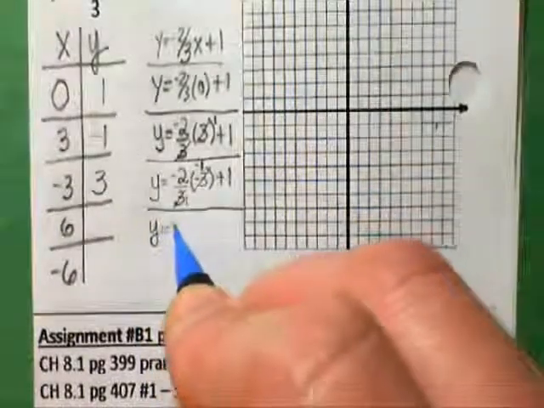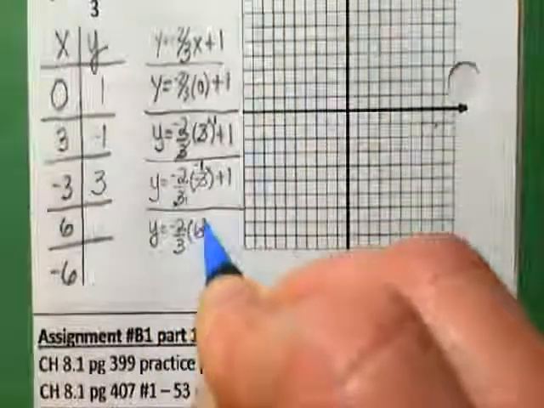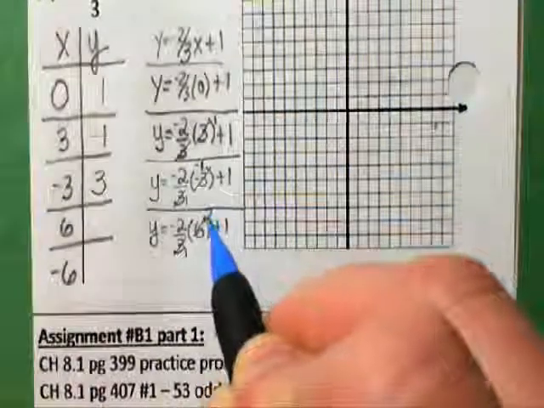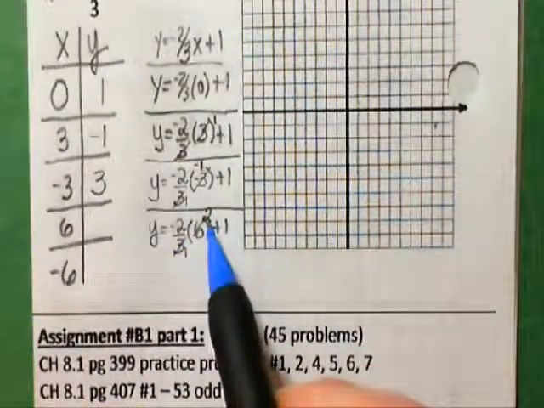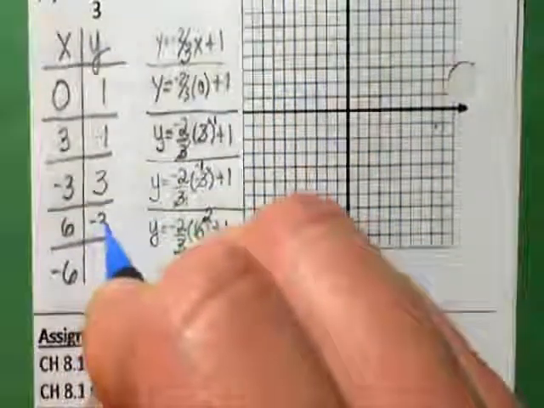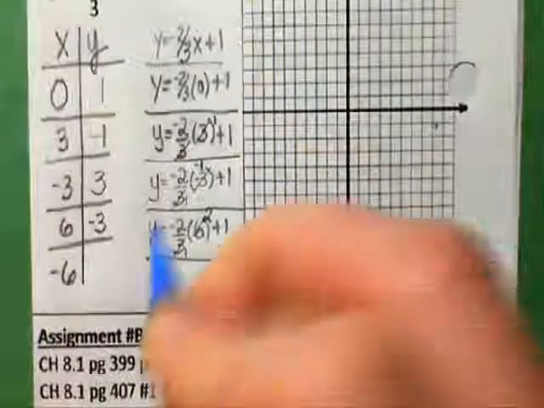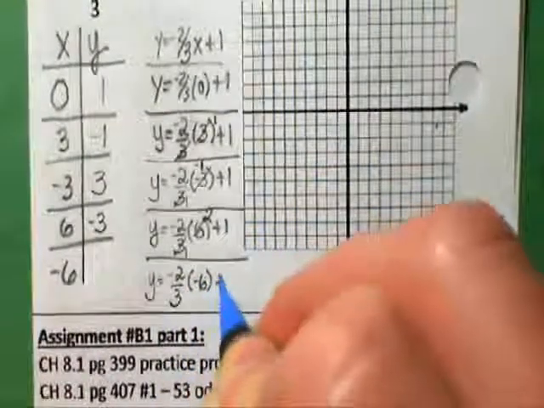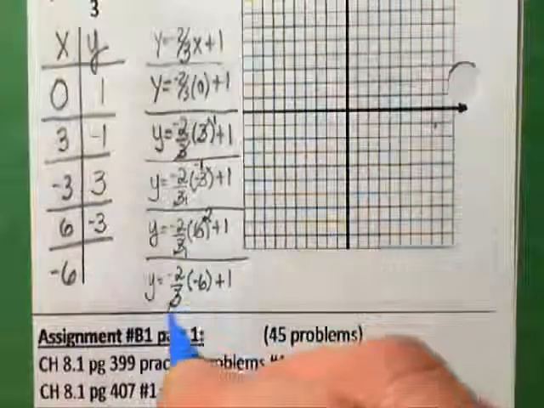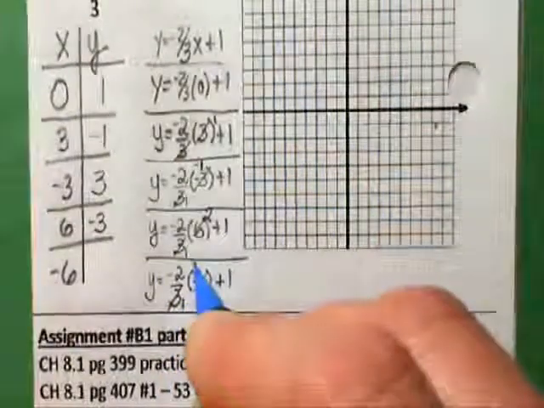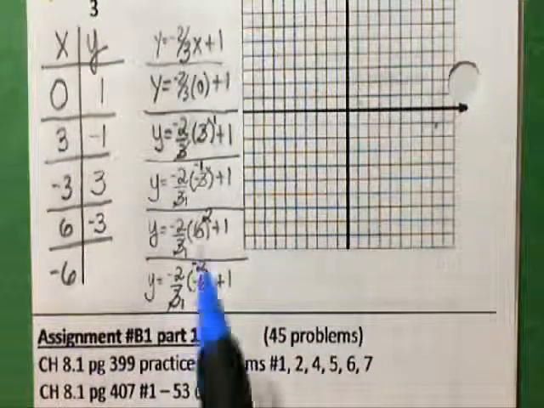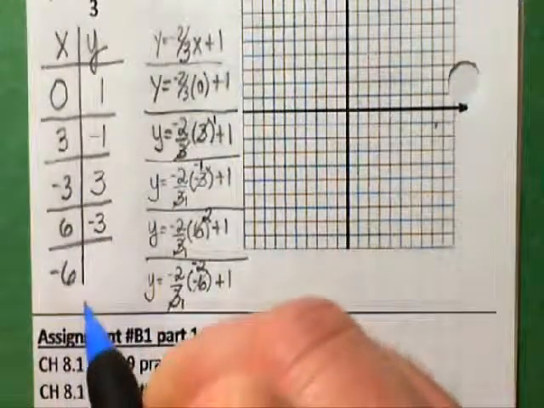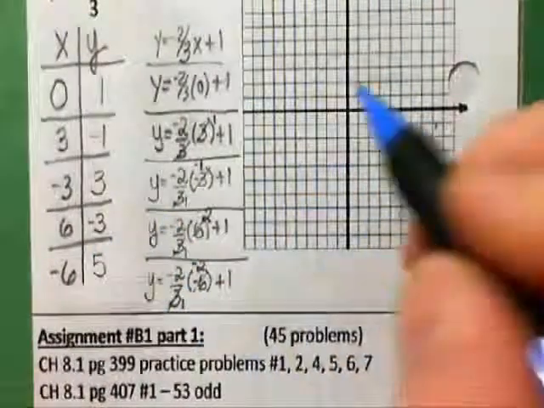So I'm going to have y equals negative 2/3 multiplied by 6 now. The 3 cancels with the 6. 3 goes into 3 one time. 3 goes into 6 two times. So now I'm going to have negative 2 times 2 is negative 4. Negative 4 plus 1 is negative 3. And the last one is going to be y equals negative 2/3 times negative 6 plus 1. We're going to cancel the 3 with the negative 6. 3 goes into 3 one time. 3 goes into negative 6 negative 2 times. And negative 2 times negative 2 gives me positive 4. Positive 4 plus 1 gives me 5.